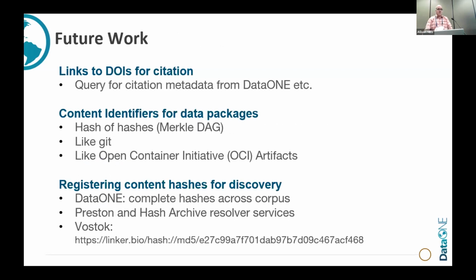So there's a bit of future work. Links to DOIs for citation are a little bit challenging. Content identifiers for data packages, like collections of data, are very possible through directed graphs, and that's what Git and other groups use. But I don't think we've really come to a consensus on how to do that within this world for data sets. And registering content hashes for discovery is still a work in process. So building indices that people can really find these through.